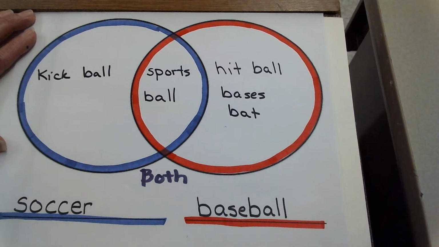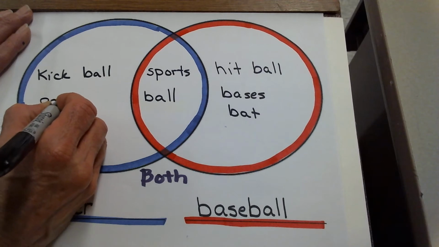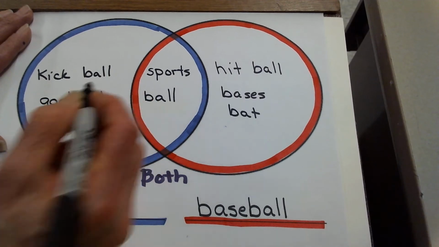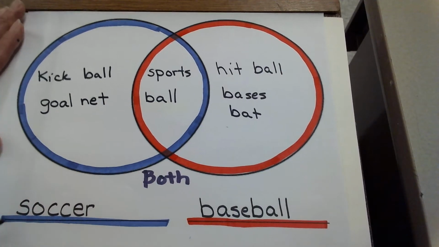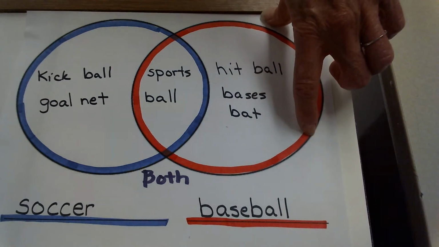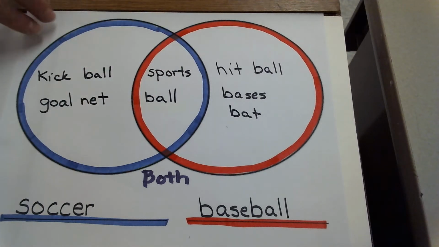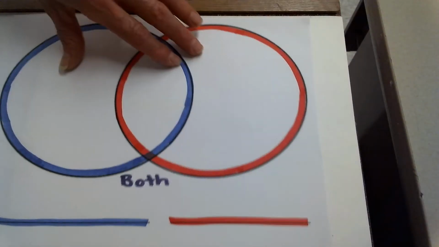Let me think of something else about soccer. Oh, it has a goal. That's the net that you hit the soccer ball into. So I'll write goal net. Baseball does not have that. That's just about soccer. So I have special things about soccer, things that are only true for baseball, and things true for both of them. Do you get the idea? That's how you compare.